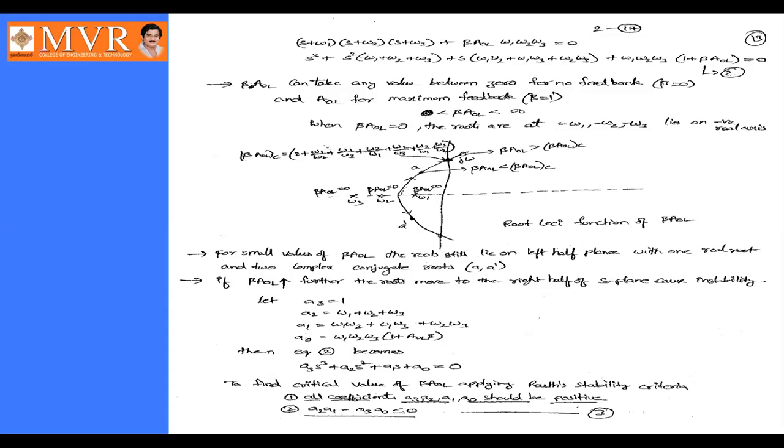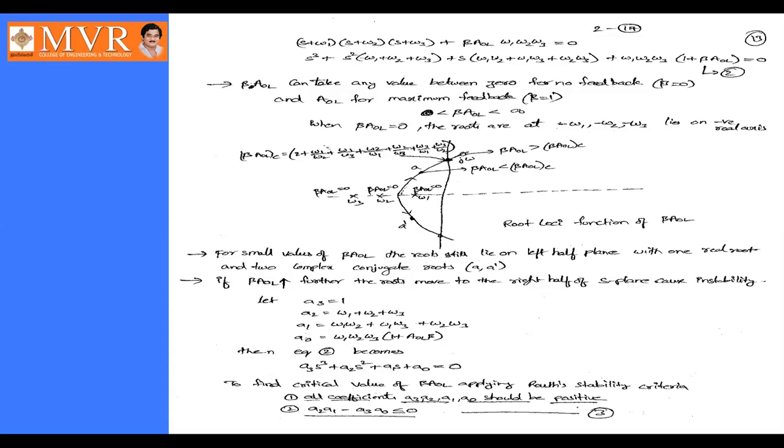In the above equation, you can observe that the coefficients are positive. And it must satisfy the other condition, that is condition number 2: A2 into A1 minus A3 into A0 must be less than or equal to 0. That means the product of A2 and A1 minus the product of A3 and A0 must be less than 0 or equal to 0. That means we can say that the product of A2 and A1 must be equal to A3 A0. Here you can see that A2 is omega 1 plus omega 2 plus omega 3, and A1 is omega 1 omega 2 plus omega 1 omega 3 plus omega 2 omega 3. The product of these two must be equal to the product of A3 and A0.